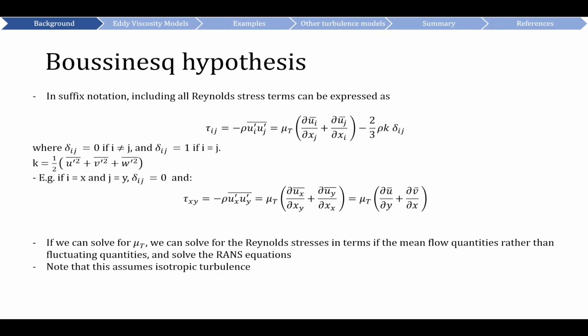In suffix notation, here is how we would write the Boussinesq hypothesis. This extra term here is just to include for normal stress terms, we have to add this 2/3 rho k at the end. But as an example, the tau xy term would look something like this if we were to use this eddy viscosity approach to solve for the Reynolds stresses. So all we need to know then is this eddy viscosity, and we can solve for each Reynolds stress term, sub that back into the RANS equations, and then we can solve for our mean quantities.